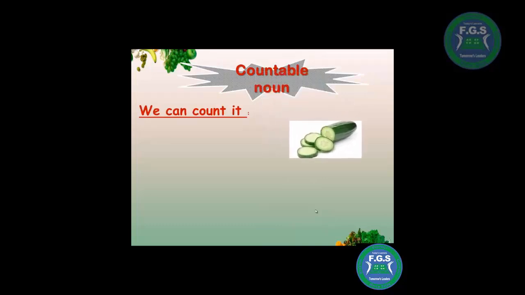First part of our grammar today, we have countable nouns. Countable noun means we can count it. For example, cucumber. I can say I have a cucumber. You can count them: 2 cucumbers, 3 cucumbers. You can add the s if you want to make it plural.